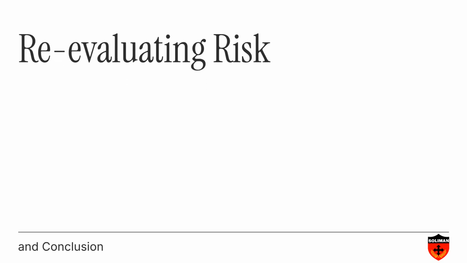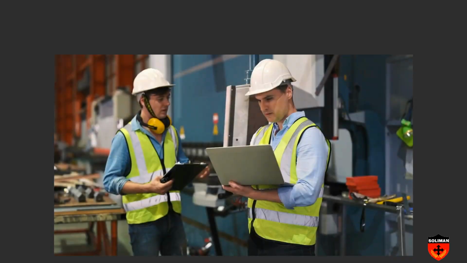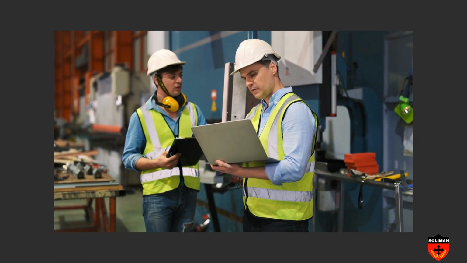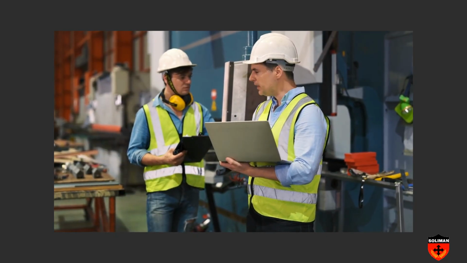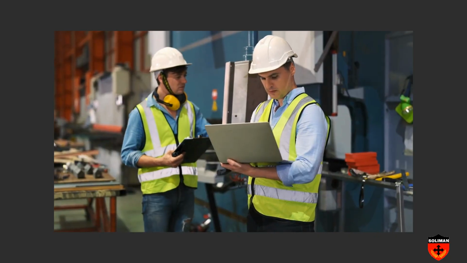PPE. The HIRAC process is not complete until we reevaluate the risk after implementing controls. We must assess the residual risk to ensure that the controls have reduced the likelihood and consequence to an acceptable level. For example, using cut-resistant gloves reduces the risk of cutting a person from moderate to low.